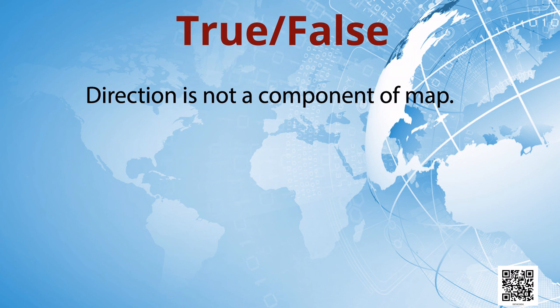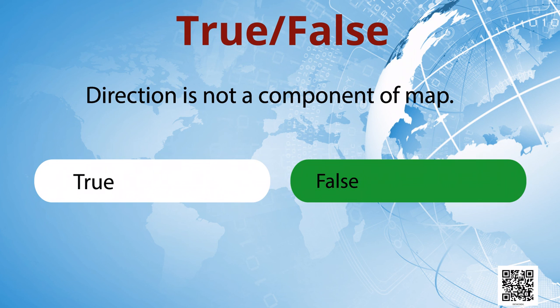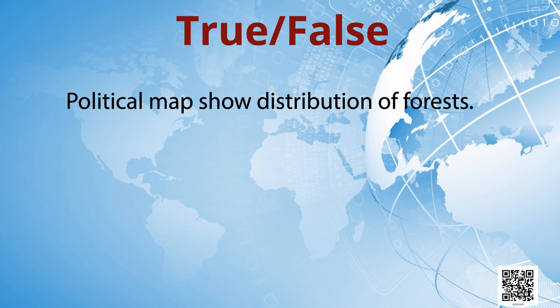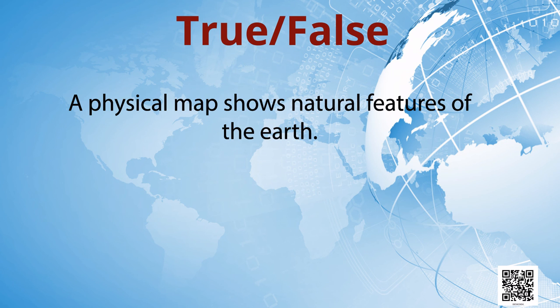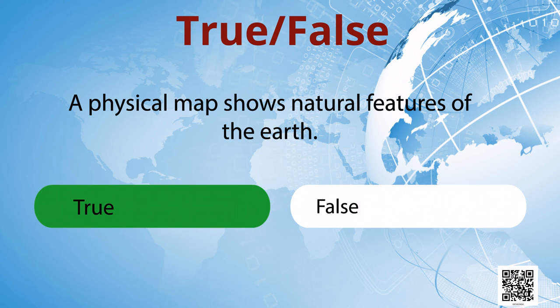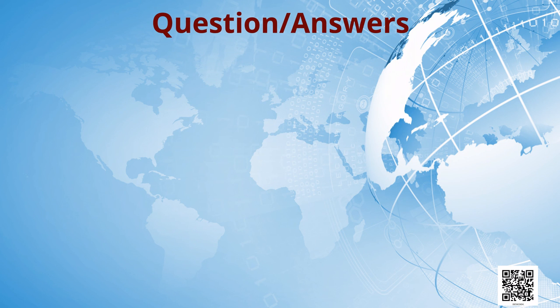So students, now we will discuss true false. First, direction is not a component of a map. It's false. Next, political maps show distribution of forest. It's false. Next, a physical map shows natural features of the earth. It's true.